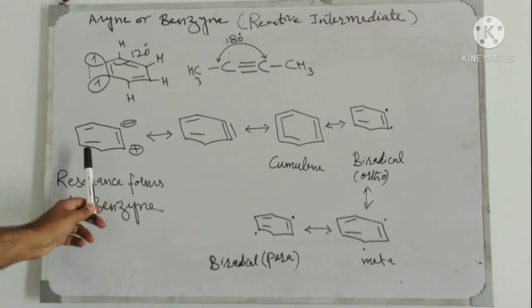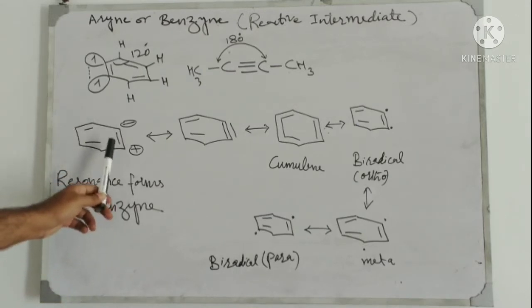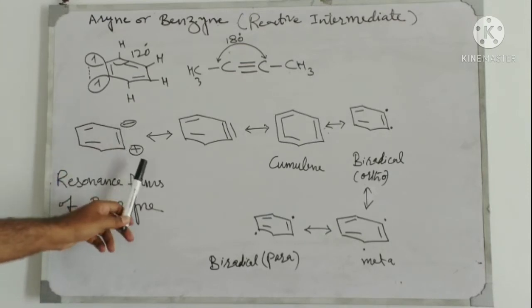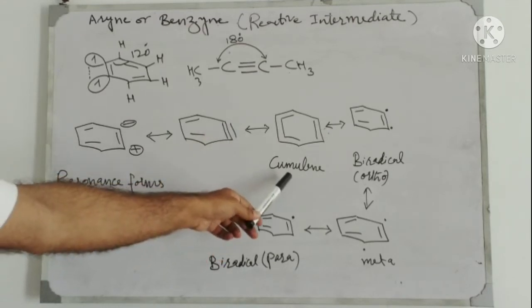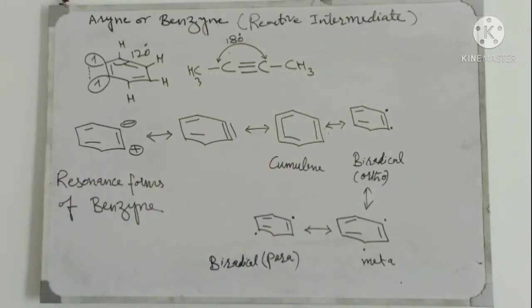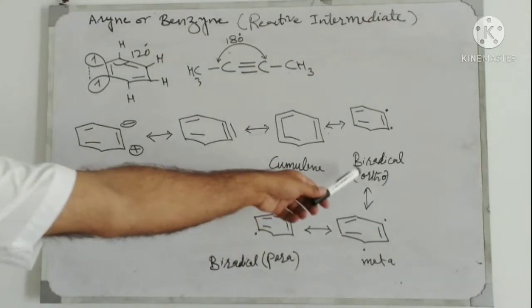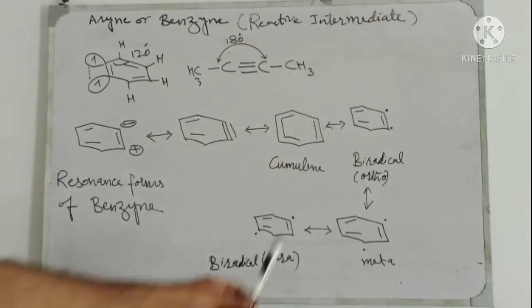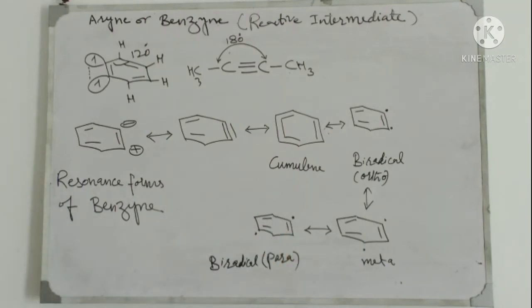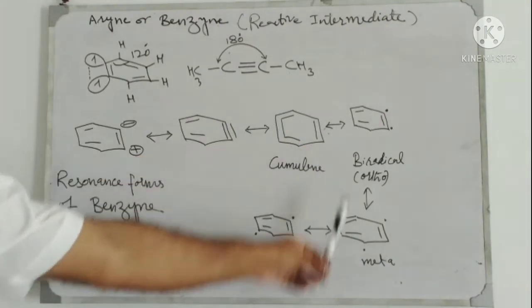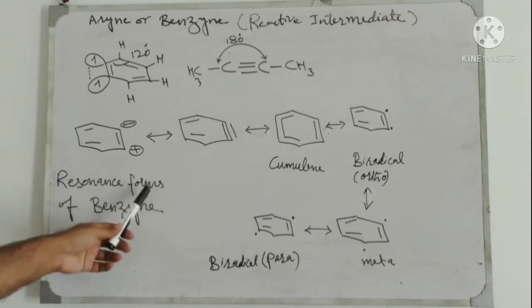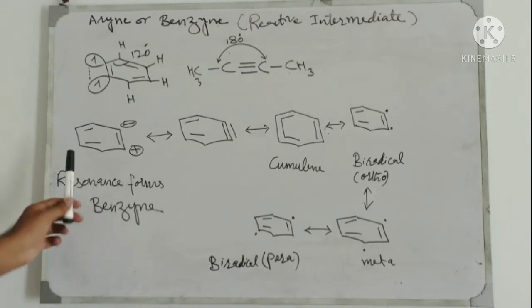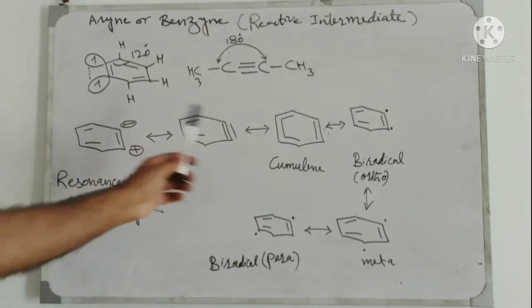So these are the resonance forms of the benzyne. Here you can see the dipolar structure of the benzyne. We can show the dipoles, negative and positive. We can also show the benzyne in the form of this triple bond. Here this is a cumulene type structure, and we can show the benzyne as an ortho biradical. Even the experimental evidence shows that the benzyne can exist as a meta biradical as well as a para biradical. These are the resonance forms, canonical forms, or hybrid structures. The real structure of the benzyne is the average of all these structures.